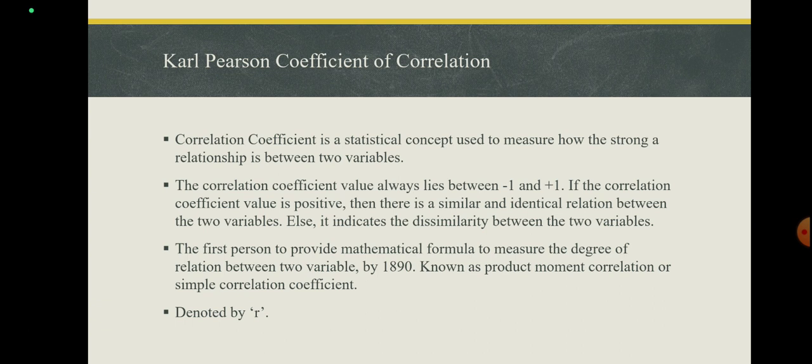Karl Pearson is the first person to provide a mathematical formula to measure the degree of relation between two variables. In 1890, he described this mathematical formula, which is denoted by r and is known as the product moment correlation, or simple correlation coefficient.